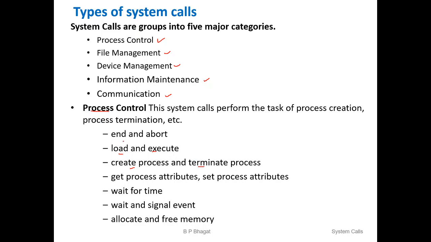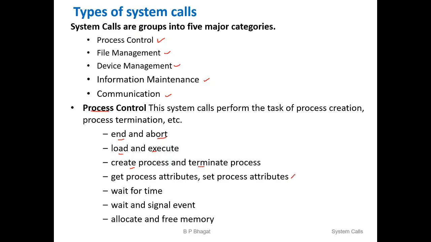Now here, if any particular process is terminated normally after completion of the process, then end is the system call. But if this process is terminated abnormally, then the system call invoked is the abort system call. Then the next set of system calls is get process attributes and set process attributes.